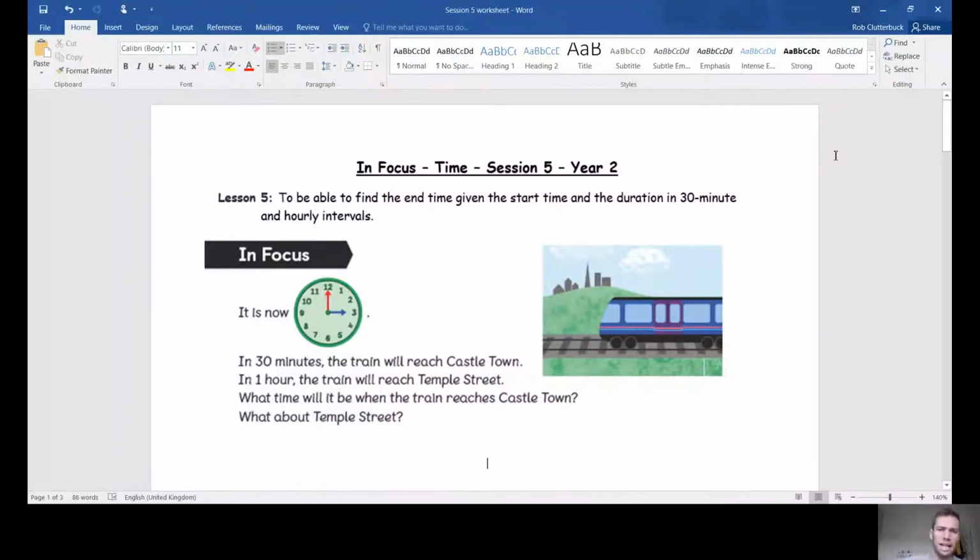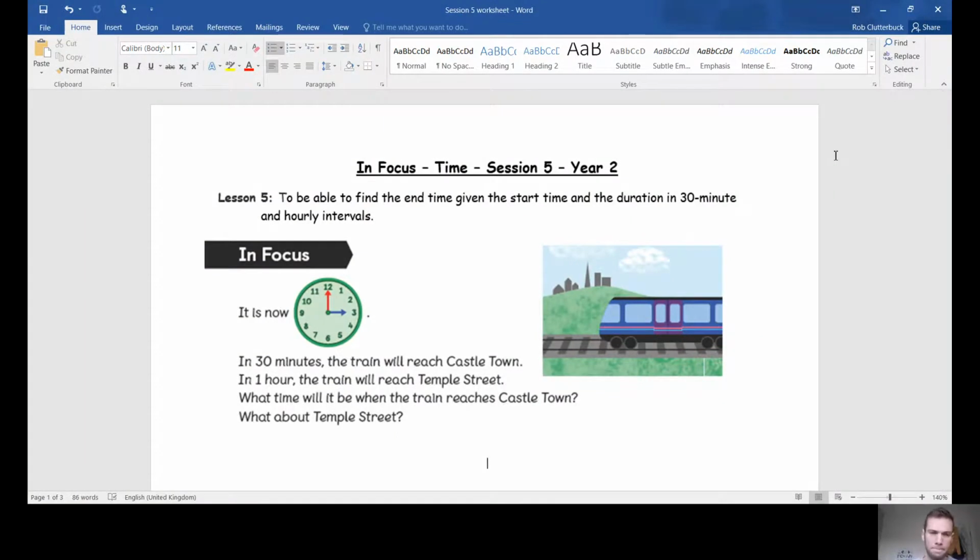As our first questions, because our first In Focus task today, well, our only one, is all about this. We are going to be looking at intervals of time. So here is our In Focus.